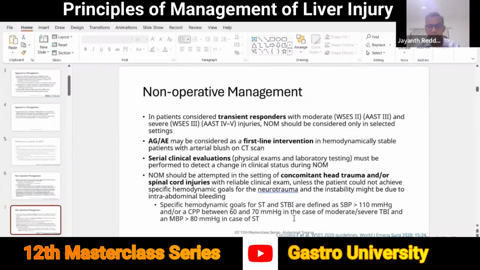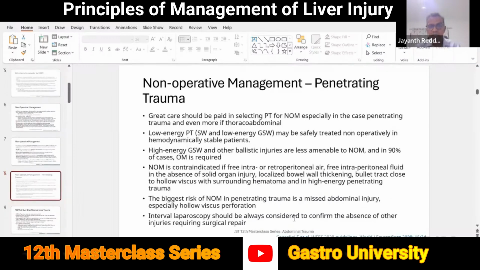It's also important that patients with associated head injuries or spinal cord injuries should have a slightly different goal for systolic blood pressure. Instead of the traditional 90 millimeters of mercury, it should be slightly higher so as to maintain a good cerebral perfusion pressure in these patients.